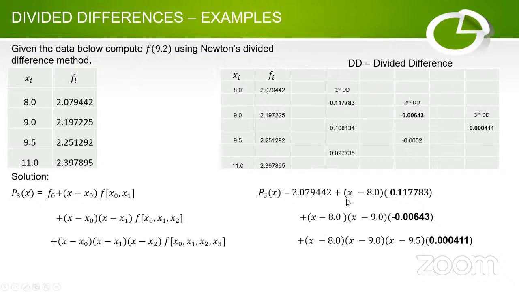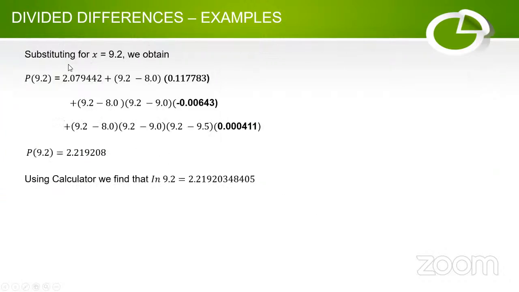So we are only left with the X, which is what we are now asked to compute, which is 9.2. So the same thing, we plug in the 9.2 minus this, we do the computation, and then finally we end up with 2.219208. Again, if we use our calculator and press the natural log of 9.2, we are going to end up having 2.21920348405, which also is approximately equal to what we have here.